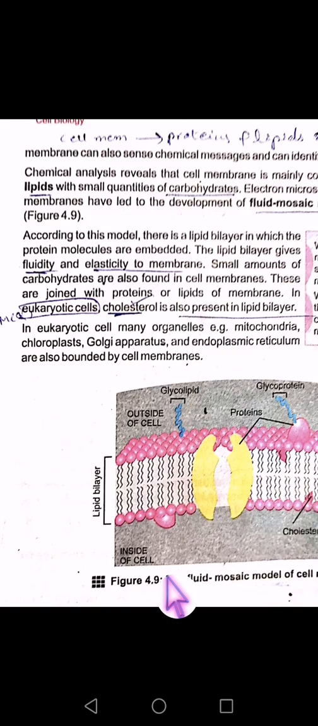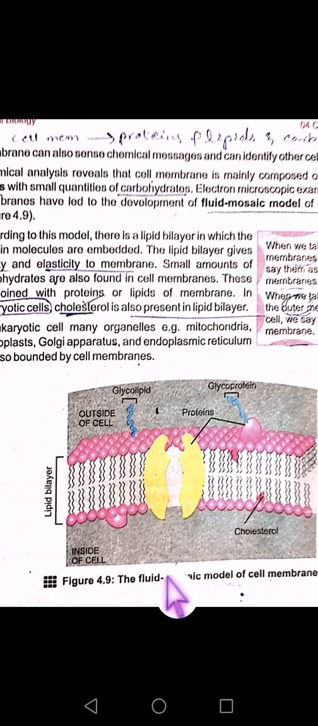Chemical analysis reveals that the cell membrane is mainly composed of proteins and lipids. What is the chemical composition of the cell membrane? It has two things, proteins and lipids. And small quantities of carbohydrates are also attached to it. Then comes a model that well explains the cell membrane structure, called the fluid mosaic model. What does this model say? There is a lipid bilayer, meaning two layers, in which the protein molecules are embedded.